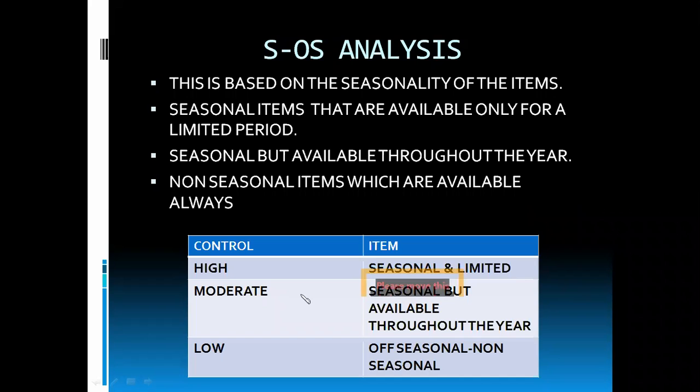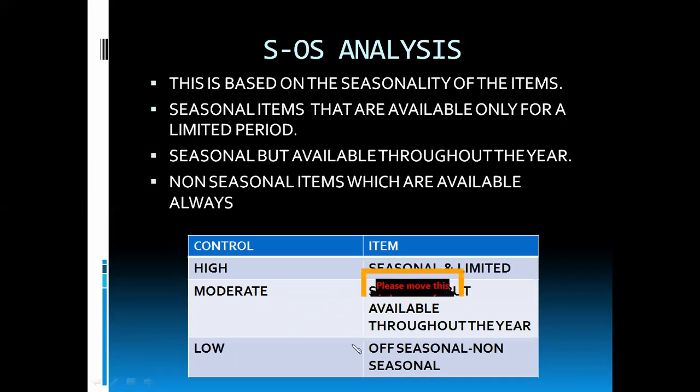Second one, seasonal but available throughout the year. Wheat, rice, such food crops. We will not harvest wheat and rice all throughout the year. There are particular seasons for this. But it is seasonal, and it is still available throughout the year. Anytime we will get that product in the market. Then non-seasonal items which don't have any issue at all, which we can order anytime, which are readily available throughout the entire year.